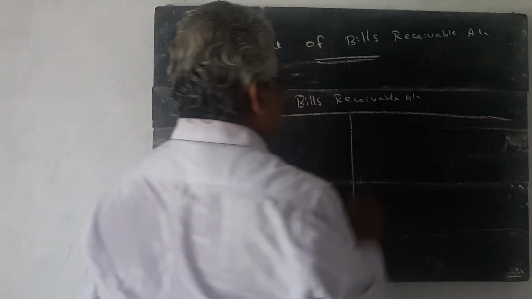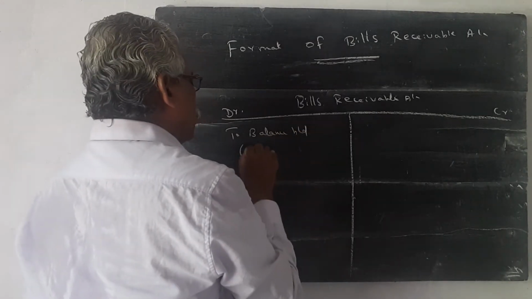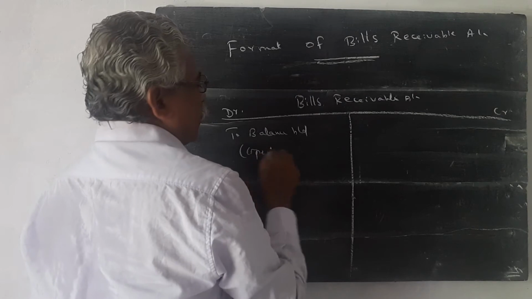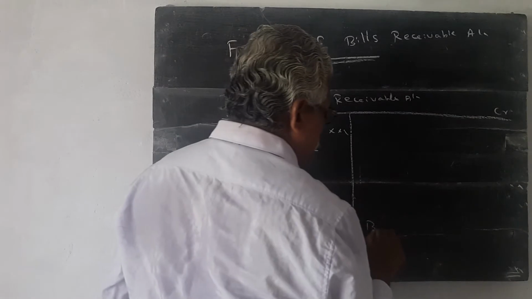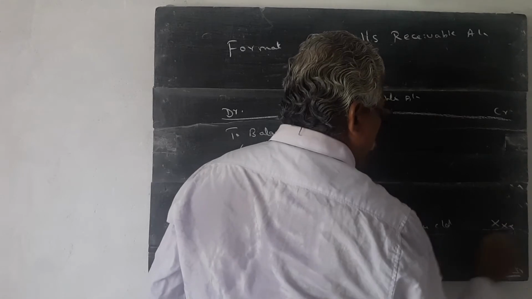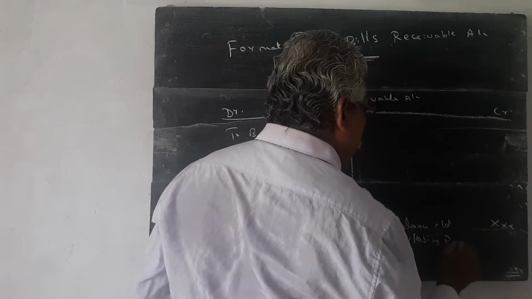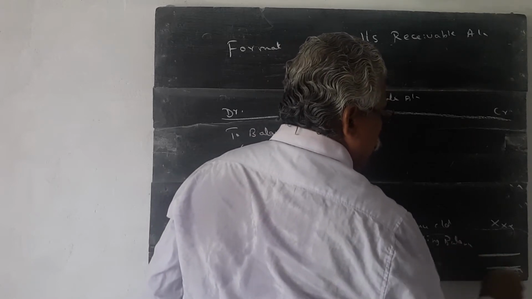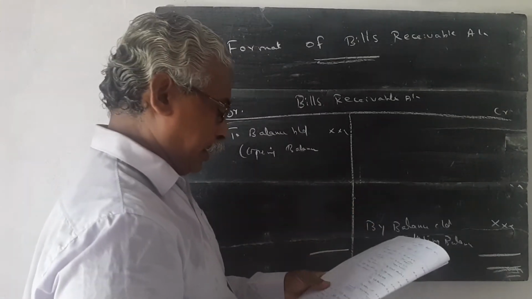It consists of two sides. Left hand side is debit side, right hand side is credit side. The first item, to balance brought down, that is the opening balance, is entered here. By balance carried down, the closing balance is entered here.